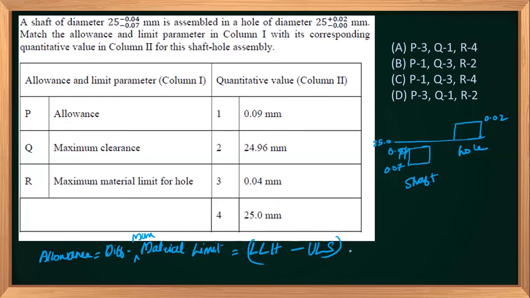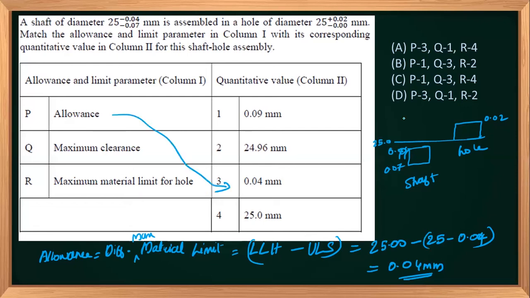So what will this be? The lower limit of the hole, in this case, is 25.00, minus the upper limit of the shaft. The upper limit of the shaft is this one. So that is 25 minus 24.96, and the allowance will be 0.04 mm. So this is the first one we have found.